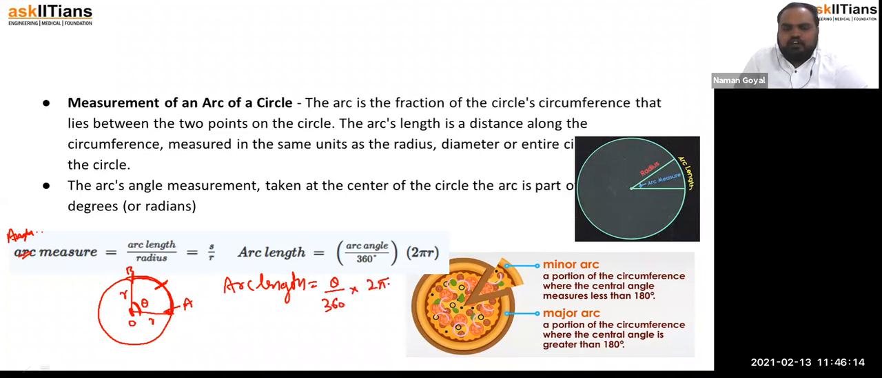We find arc length with respect to what? The circumference. So we can say that arc length is theta upon 360 into 2 pi r. Okay, are you getting my point?